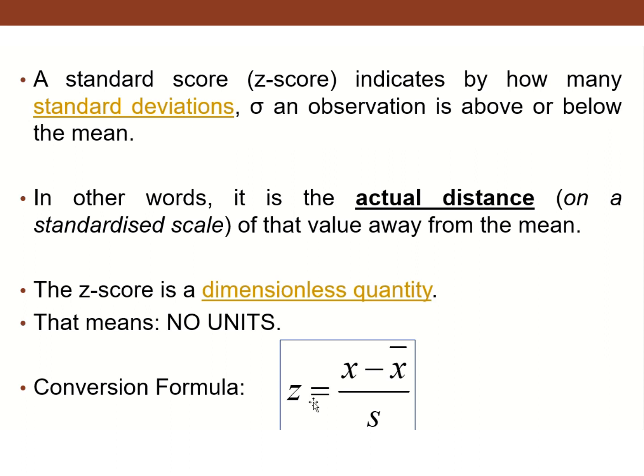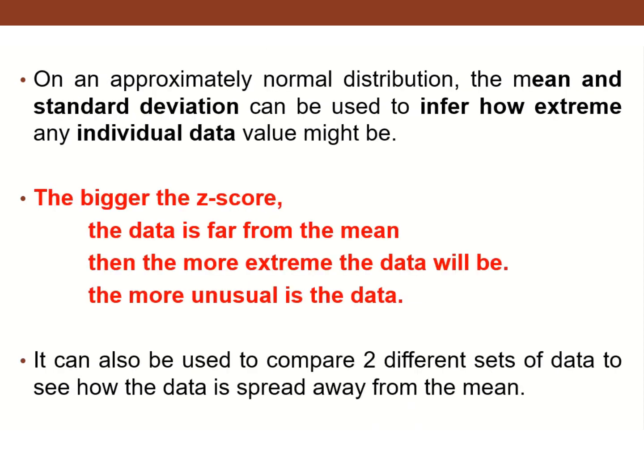All right, so how do you find Z-score? You take your data minus mean, divide by standard deviation. All right, don't worry, this formula is actually given to you in your exams.